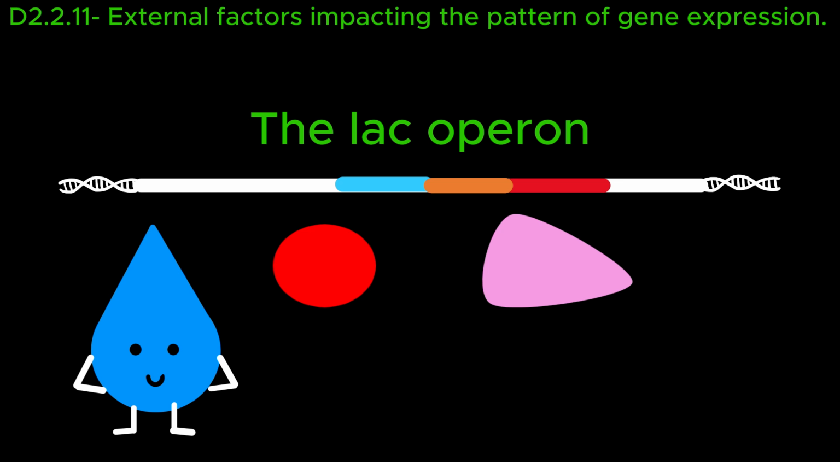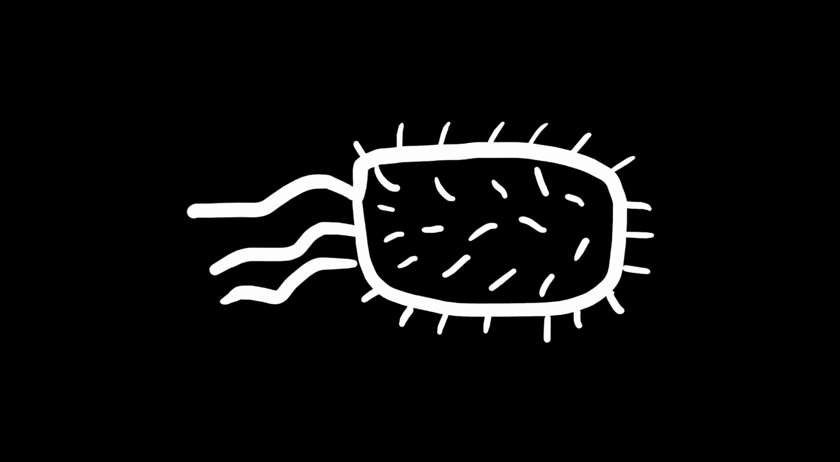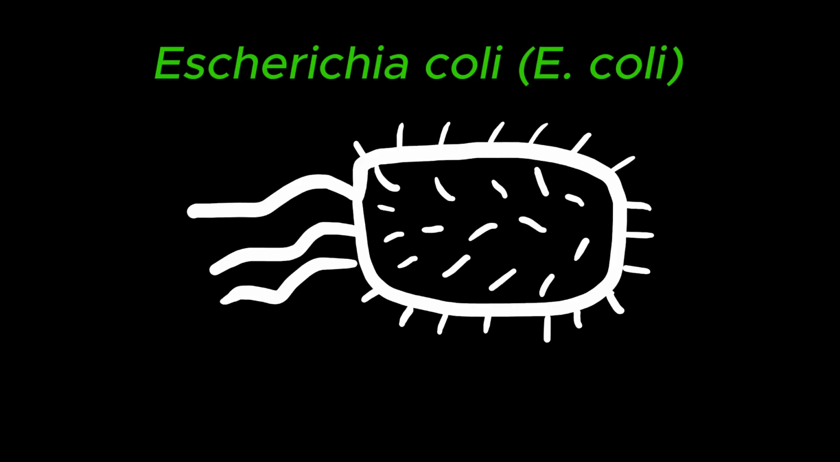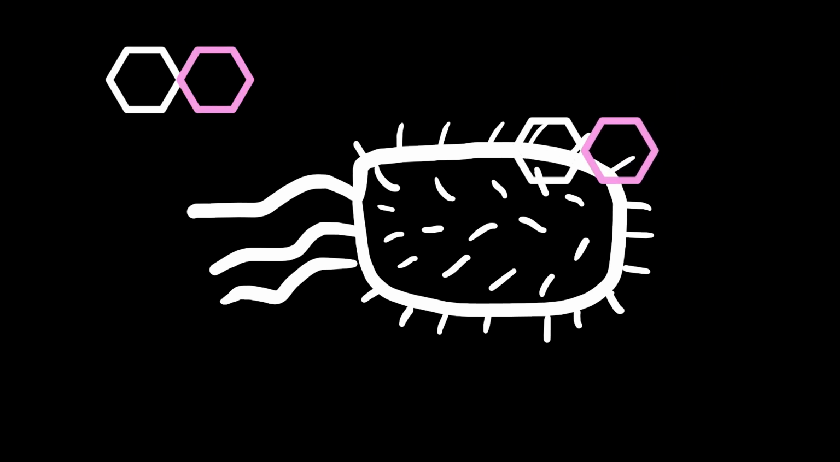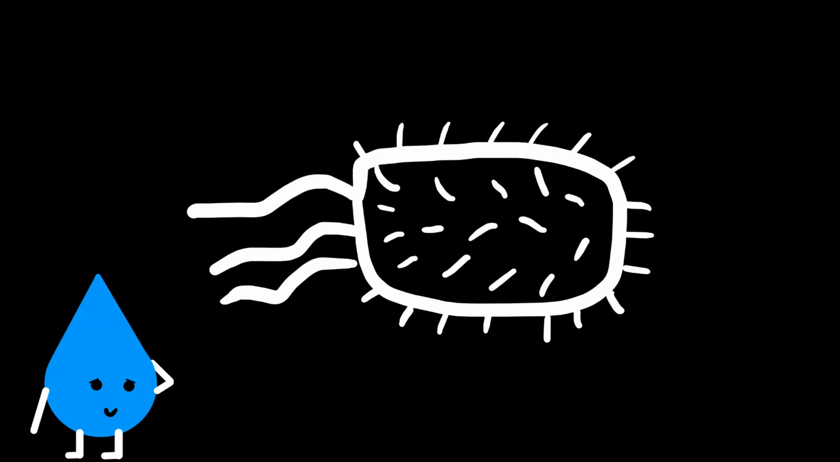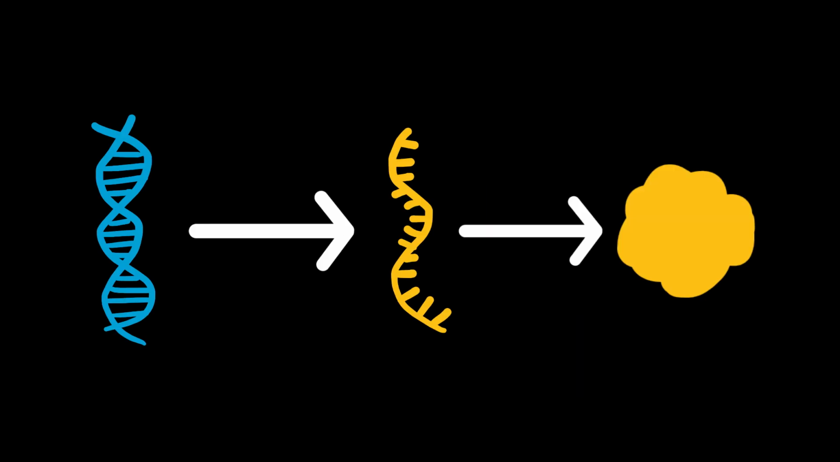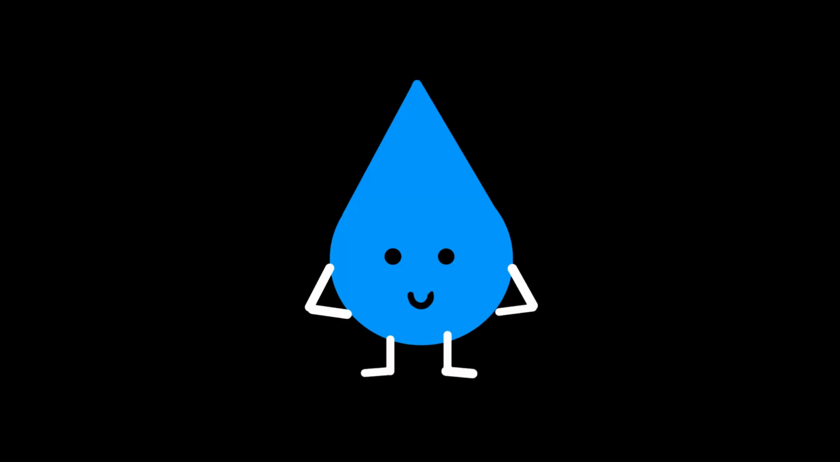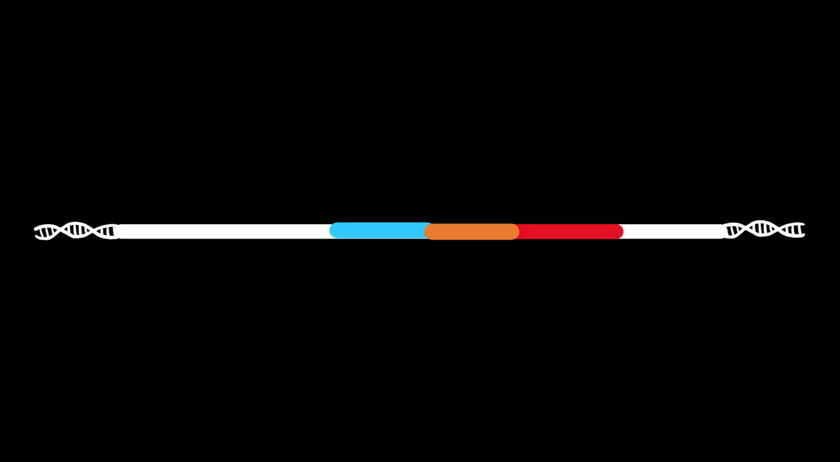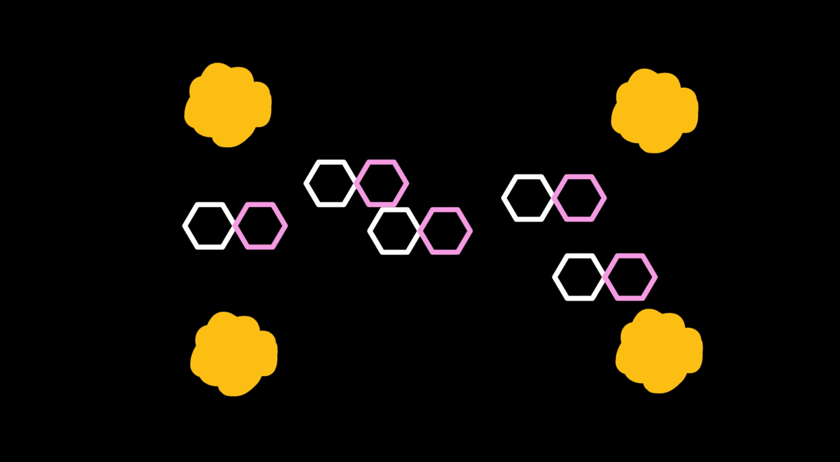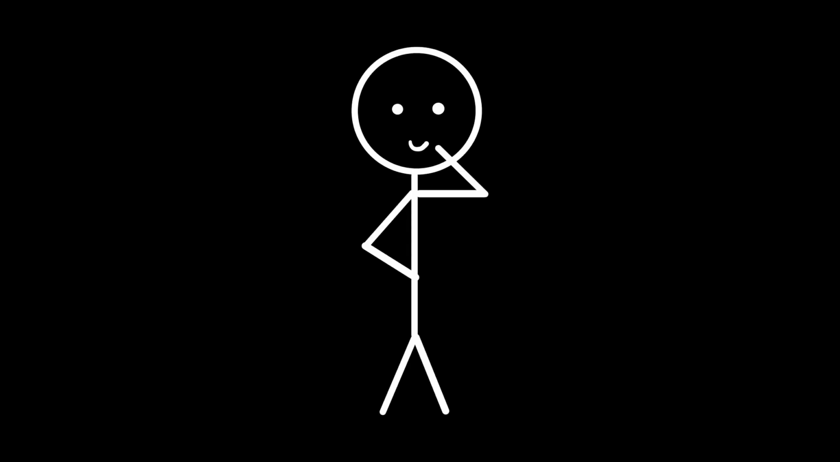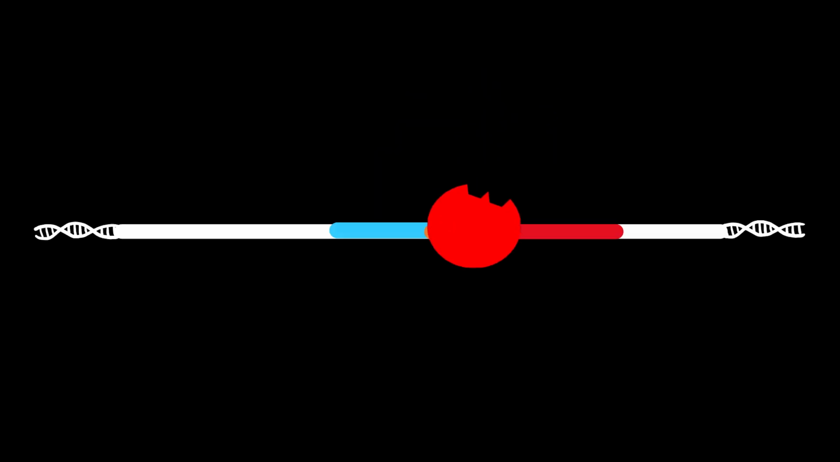The lac operon. This is a system in which a type of bacteria called Escherichia coli, or E. coli, regulates the metabolism of lactose. Basically, how they use lactose as their food. To digest lactose, they need to produce an enzyme, but this process requires energy. Therefore, E. coli bacteria have a system that allows them to produce the enzyme only when there is enough lactose to save energy. Cool. Normally, there is a repressor bound to the DNA, blocking transcription.